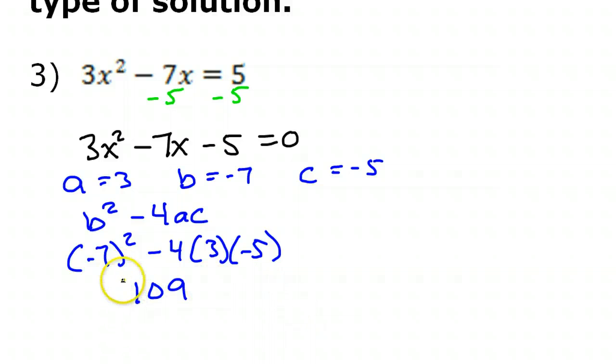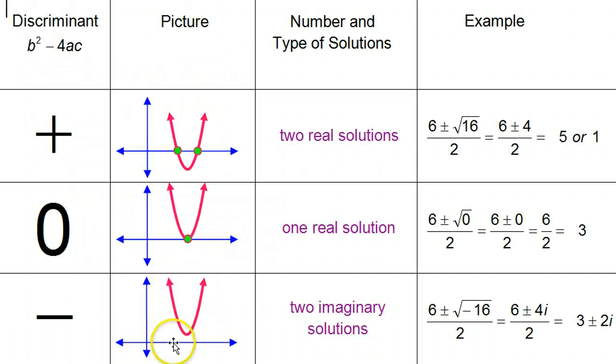And so there's that, but we're also supposed to say the number and type of solutions. And here's the graphic organizer that helps us answer that question. If the discriminant is positive, we're in this situation and we have two real solutions. Like for example, if I had a positive 16, that would turn into a 4, and I'm doing plus 4 and minus 4, and that gives me two different answers, 5 or 1.